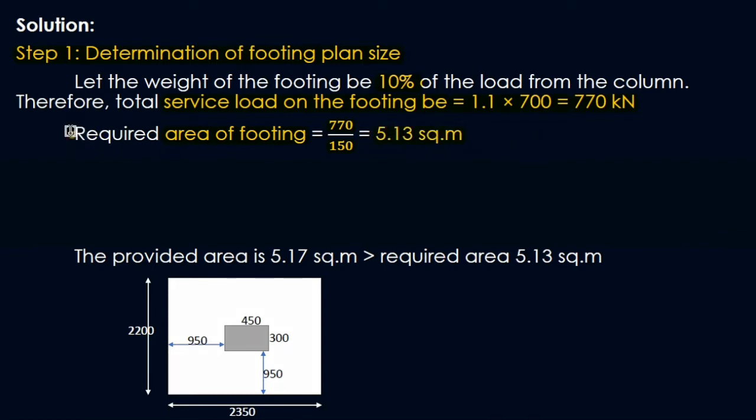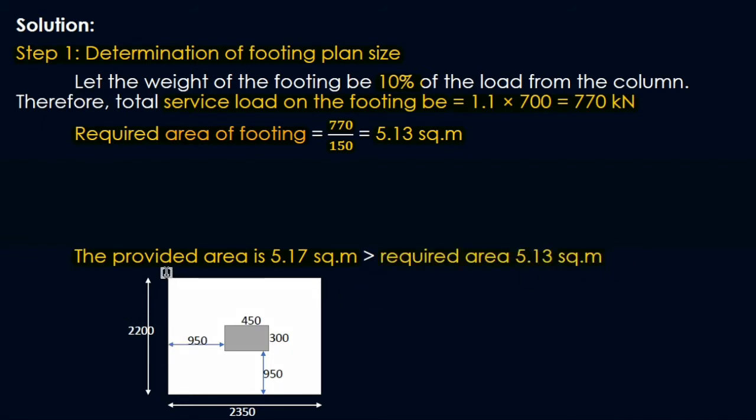Up to now we have calculated the required area. Next, let us choose a dimension of 2.2 meter by 2.35 meter. The projection of the footing slab from the face of the column in either direction should be the same, because this distributes the upward soil pressure evenly on the footing slab and eliminates two different moments about both directions. So the provided area is 5.17 square meters and the required area is 5.13 square meters.